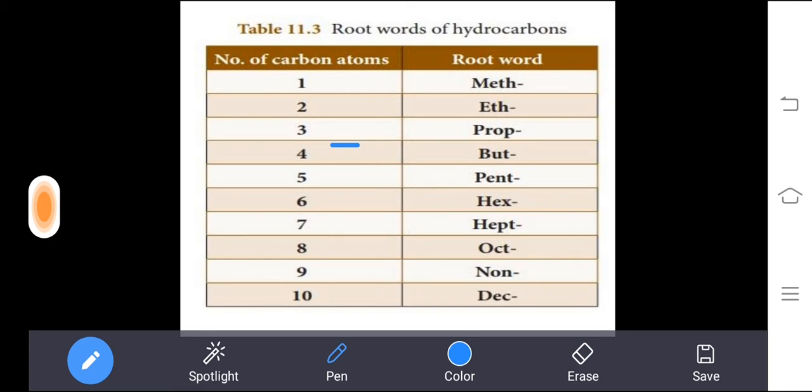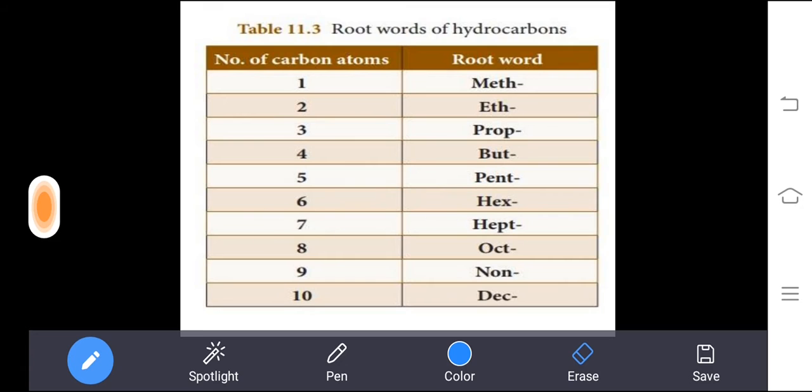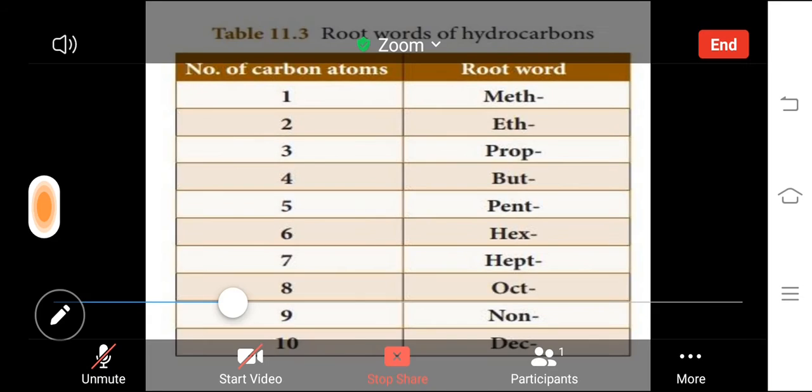If it is a single bond, we use ANE: methane, ethane, propane, butane, pentane, like that. If it is a double bond, we use ENE: ethene, propene, butene, pentene, like that. If it is a carbon-carbon triple bond, we use the suffix YNE: ethyne, propyne, butyne, like that. We want to remember this, students, because based on this we can draw the electron dot structure very simply.